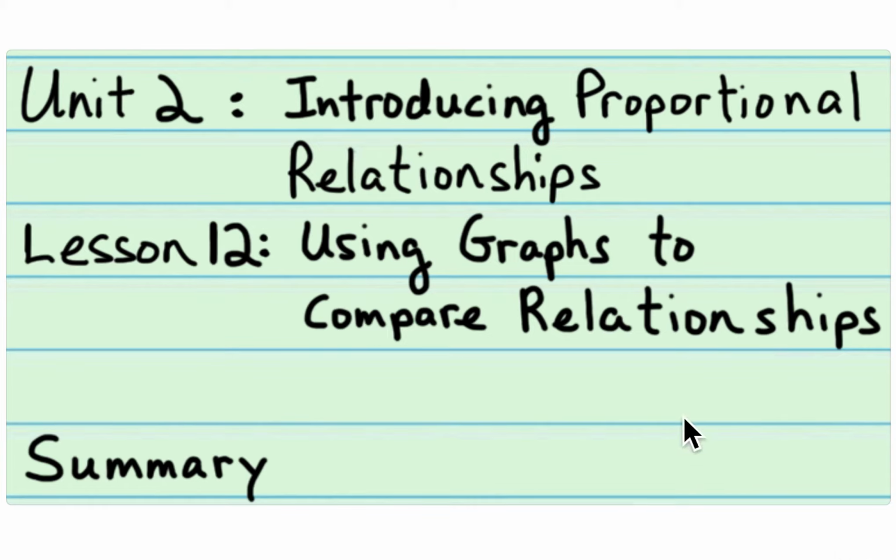This is the summary for Lesson 12, using graphs to compare relationships. In the summary, they use the example of buying blueberries at two different stores. The blueberries are priced differently at each store. So which store has the better price or the better deal?